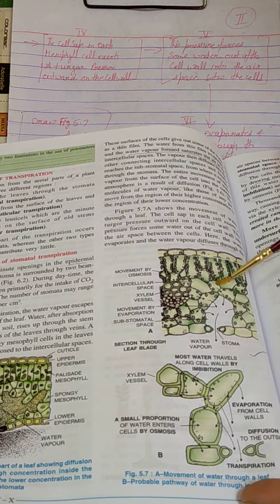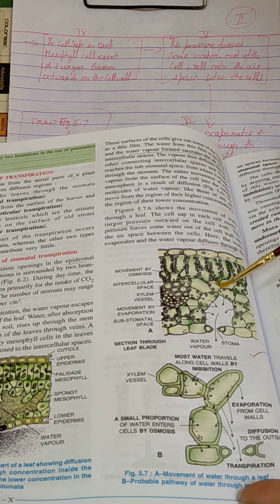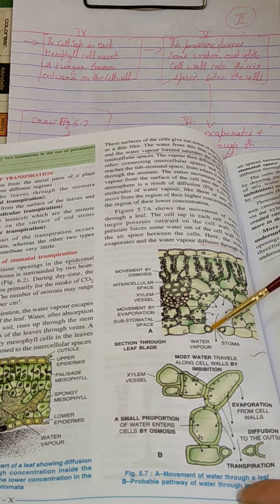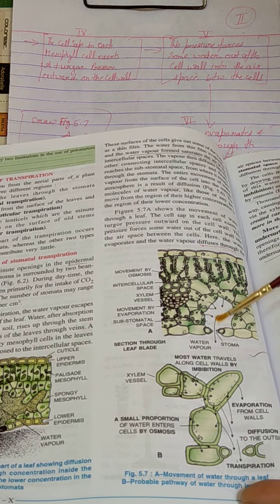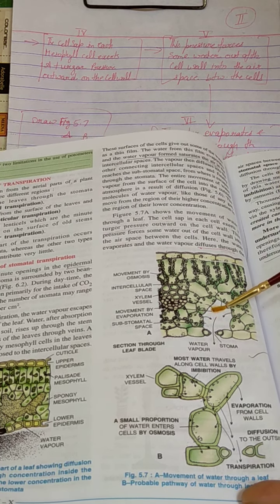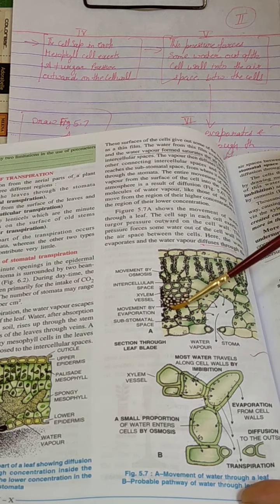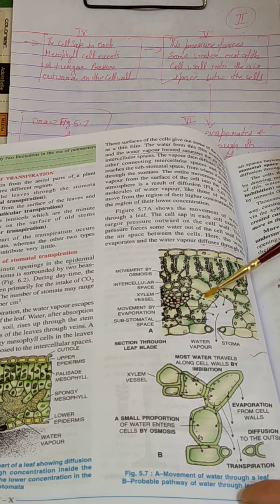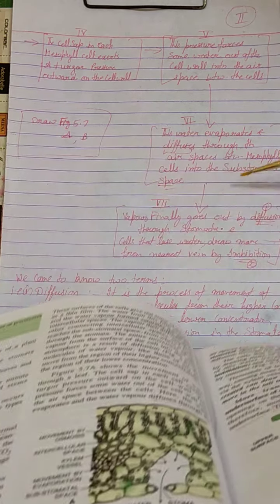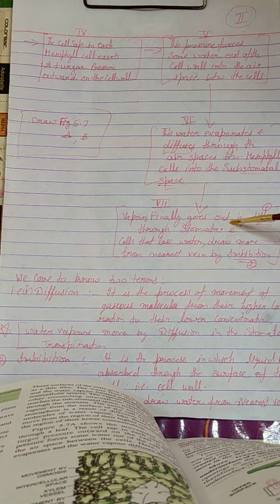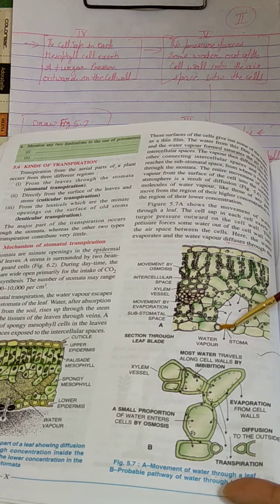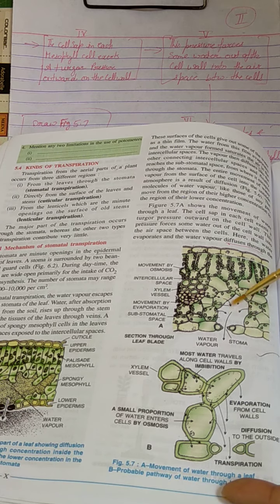Diffusion means movement from high concentration to low concentration. Where the air space is present, the vapor starts moving and ultimately reaches the vacant space near the stoma. This is called the substomatal space, and from all sides water vapors diffuse and get collected here in the substomatal space. Now what happens? Vapor finally goes out by diffusion through the stomata. By what process?